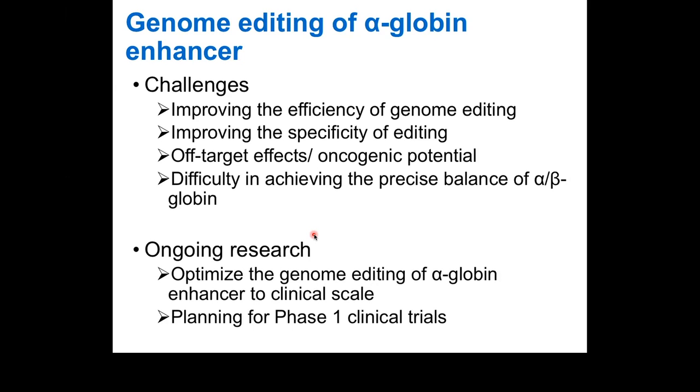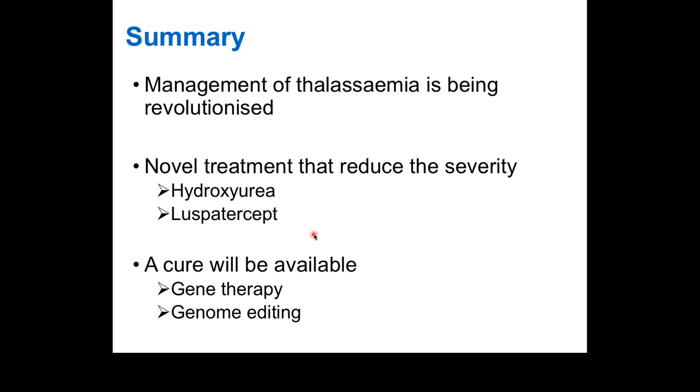Now we have come to the end of this session. In summary, we briefly described the current management of thalassemia, and we touched on blood transfusion therapy and the differences in transfusion therapy for patients with transfusion-dependent thalassemia and non-transfusion-dependent thalassemia, specifically hemoglobin E beta thalassemia. Novel treatment is available for thalassemia. It's not just transfusion and iron chelation. Novel pharmacological treatments that have shown some promise are hydroxyurea and luspatercept.